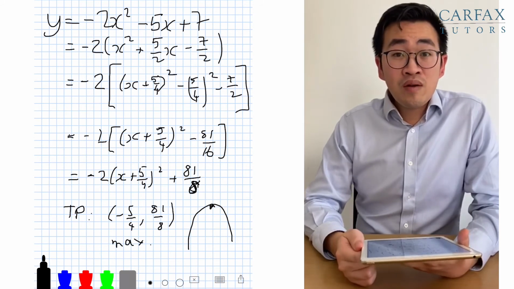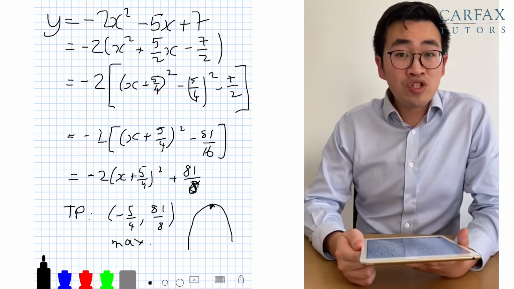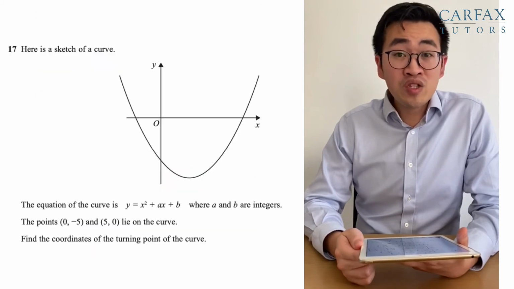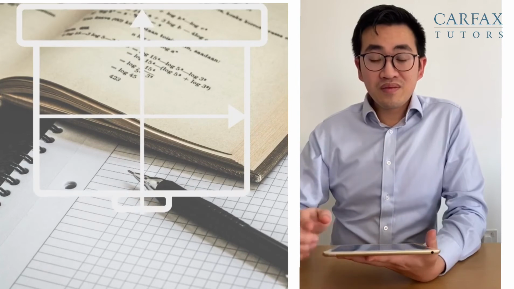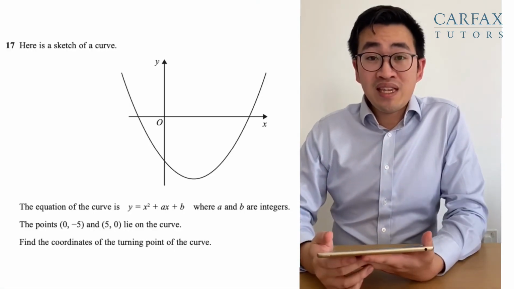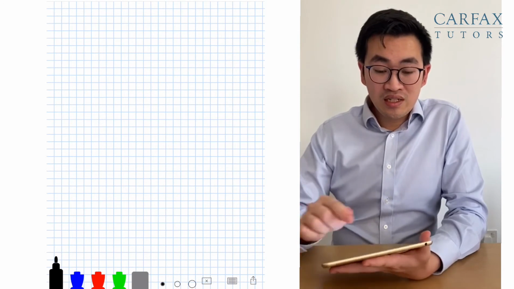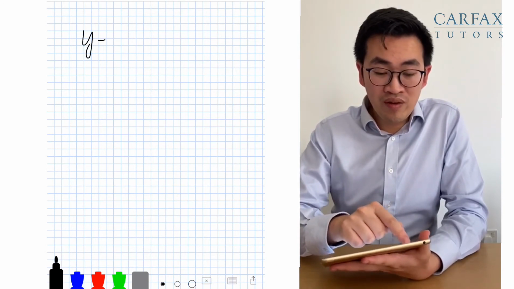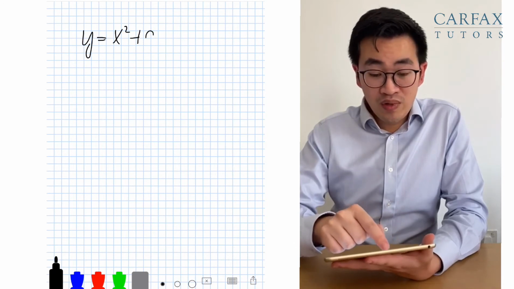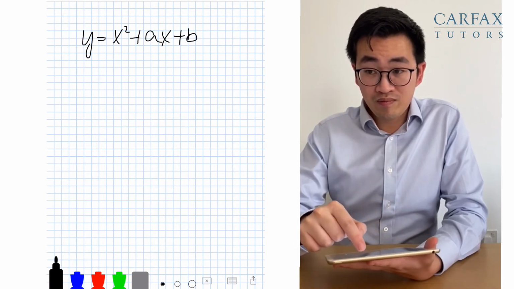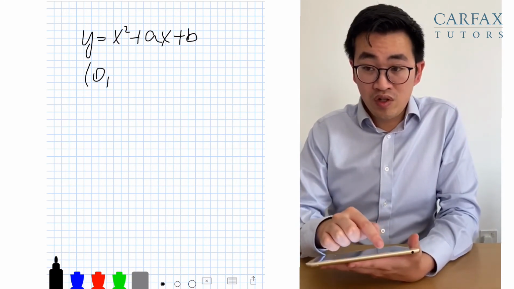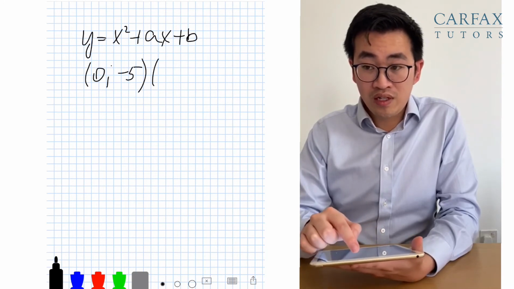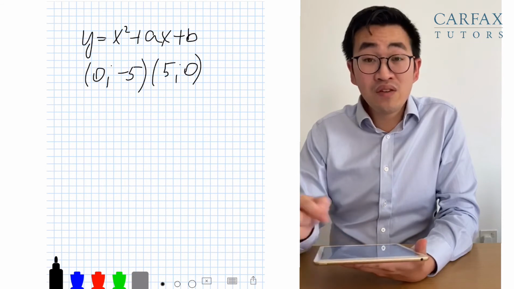Okay, so you should be able to see an exam question now, and feel free to pause the video to attempt this yourself, and then you can continue the video, and I will show you how to complete this question. So this question is from an exam paper, and it's out of 4 marks. And let's have a look at what it says here. So we have an equation, y equals x squared plus ax plus b. And it gives us coordinates that lie on this graph. So 0, minus 5, and 5, 0. And the question is asking for the turning point.